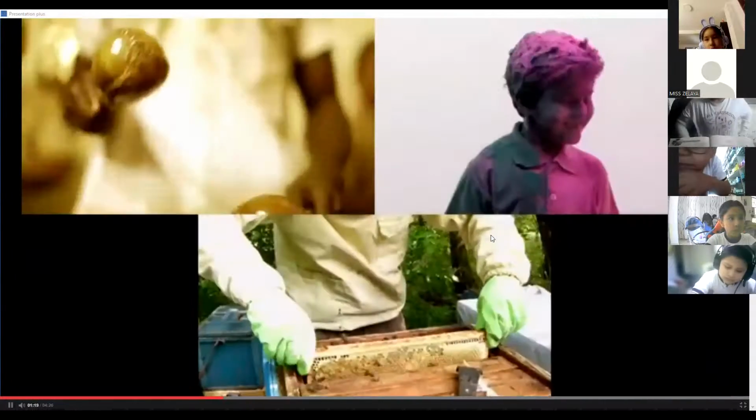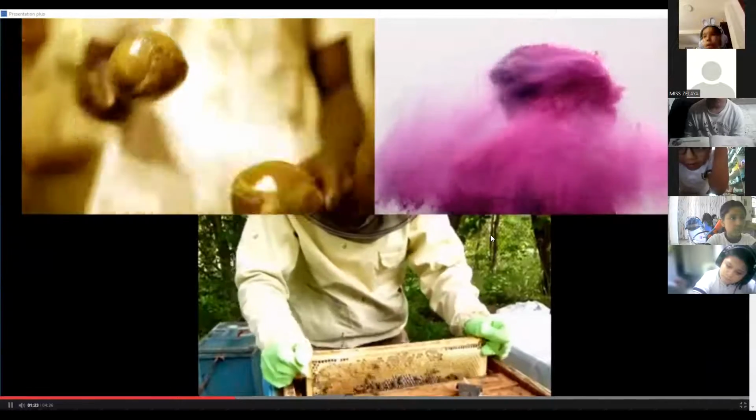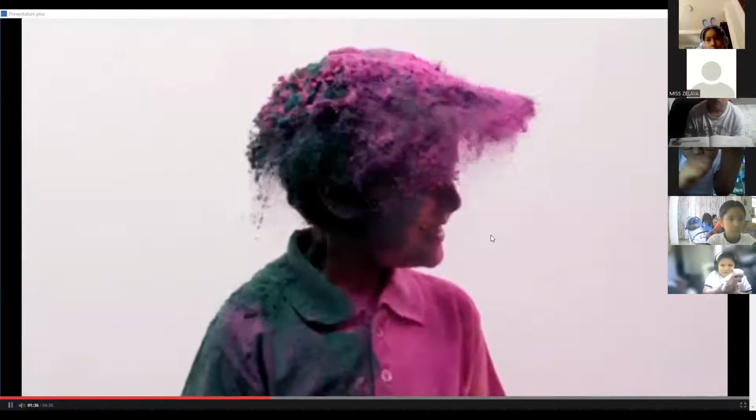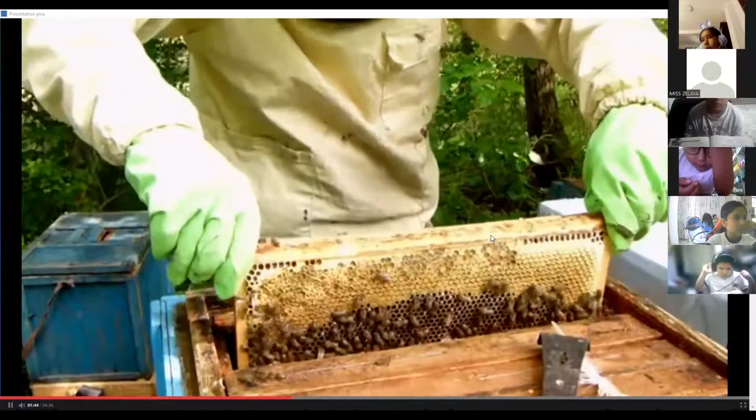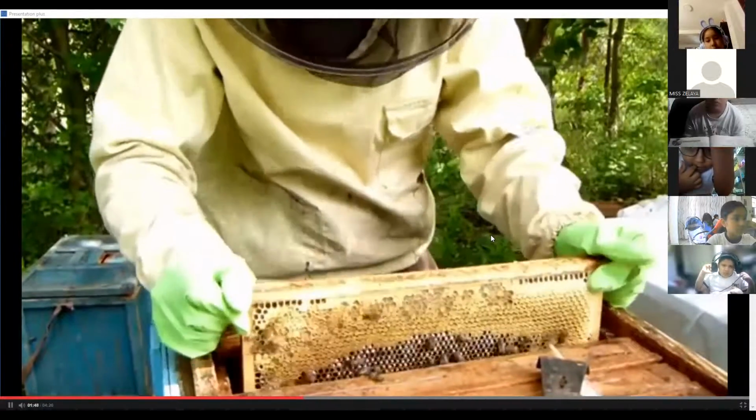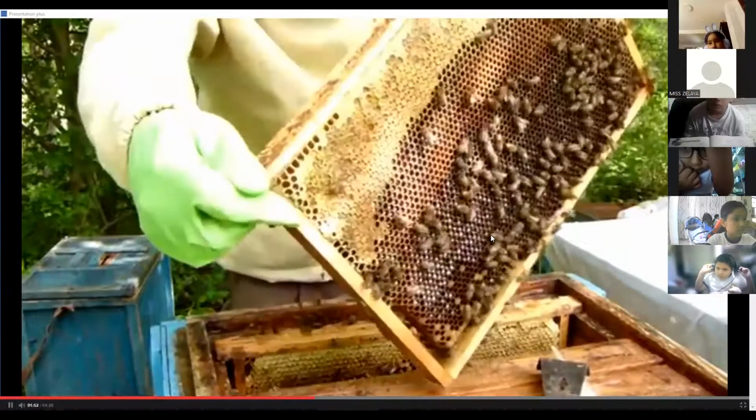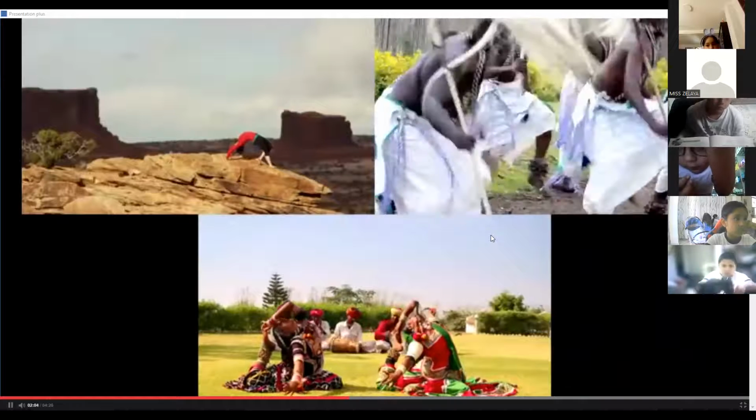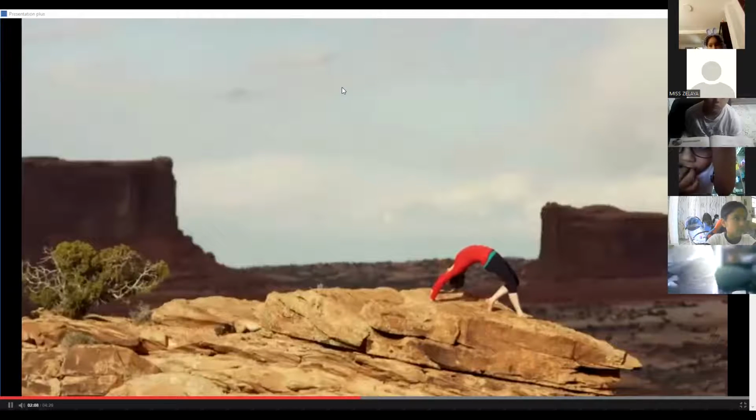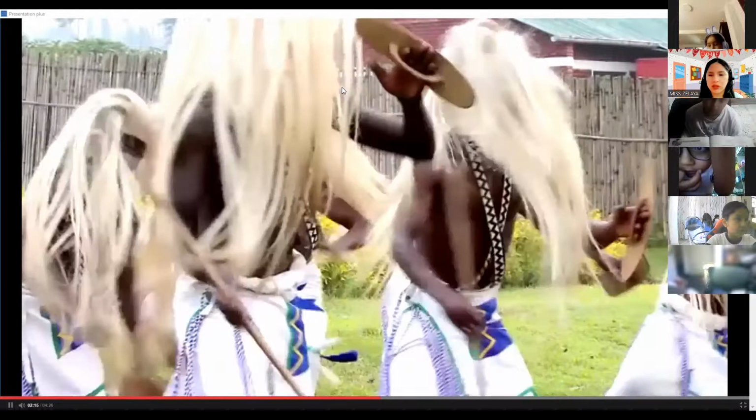Shake. We can shake different parts of our bodies. This man is shaking his arms to play his percussion instruments. Look! This little boy is shaking his head. And look at this beekeeper. He's shaking the bees from the frame with his arms. Bend. We can bend different parts of our bodies. Yummy. Look how this woman is bending her body backward. Look at these African dancers.